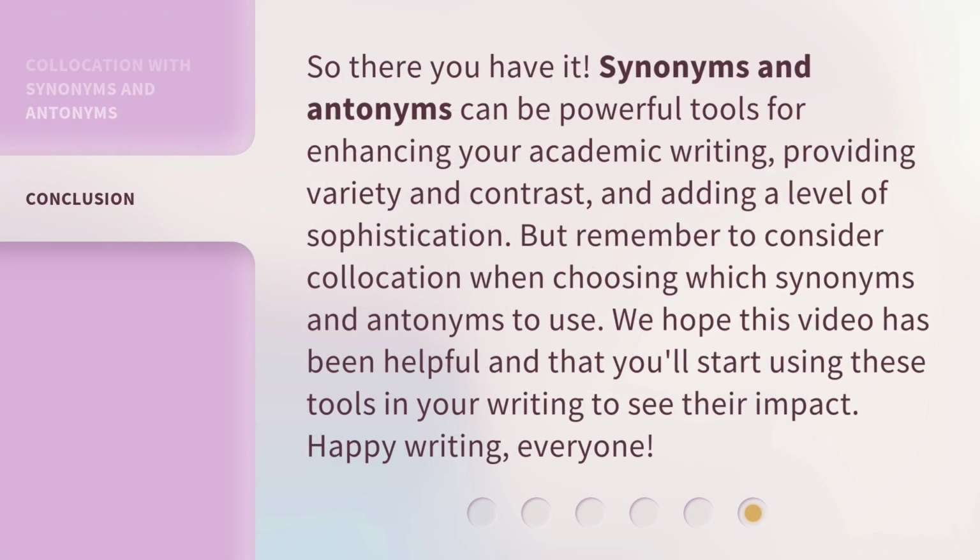So there you have it. Synonyms and antonyms can be powerful tools for enhancing your academic writing, providing variety and contrast, and adding a level of sophistication. But remember to consider collocation when choosing which synonyms and antonyms to use.